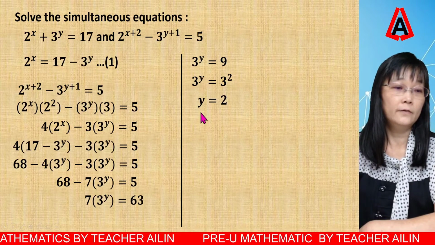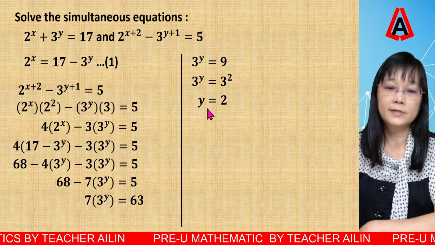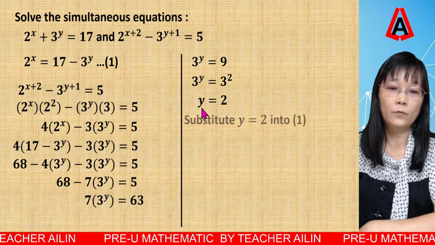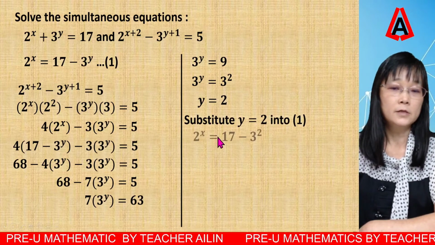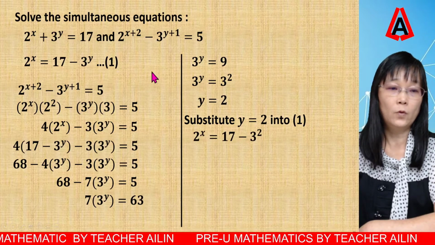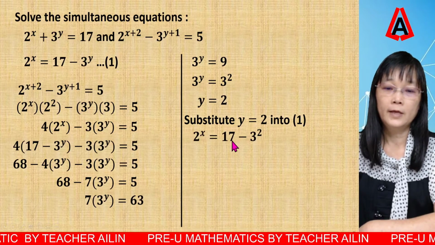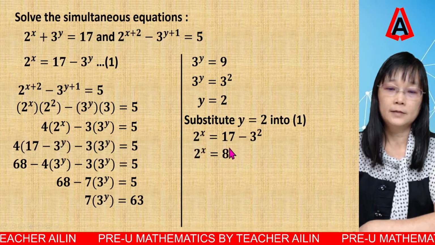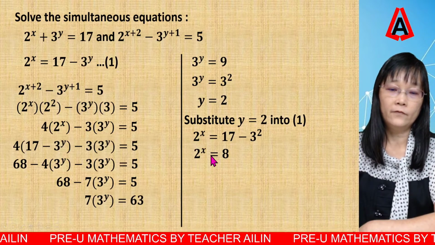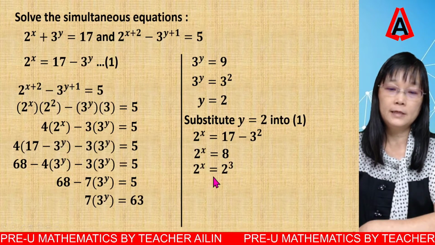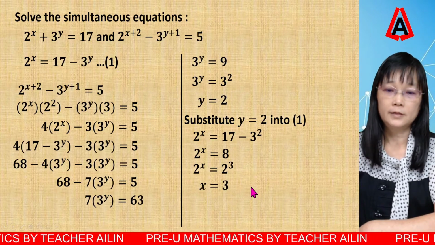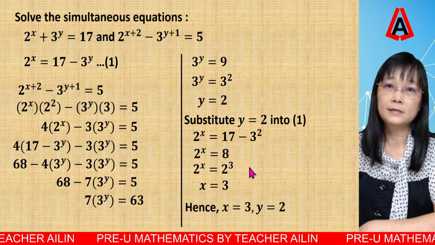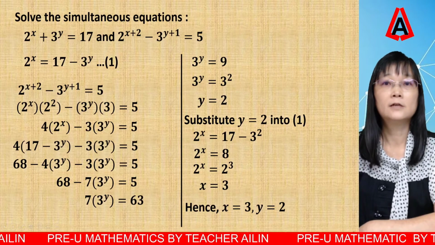Now to find the value of x, we are going to substitute this value of y into the first equation just now. When we substitute y with 2, and when we simplify, that is 8. So now from here, we can very easily find that x is equal to 3. So therefore, x is 3 and y is 2.